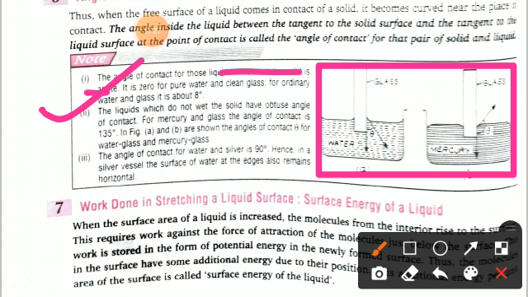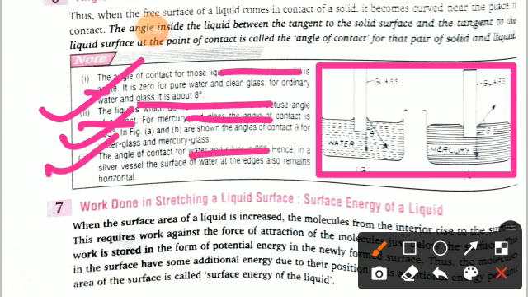Now what is the second one? The liquids which do not wet the solids have an obtuse angle of contact. Just say, for mercury and glass the angle of contact is how much? 135 degrees. Come to the third one: the angle of contact for water and silver is 90 degrees. Hence in a silver vessel the surface of water at the edges also remains horizontal. Clear?